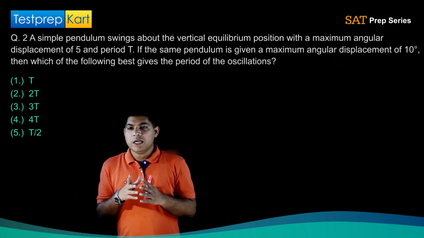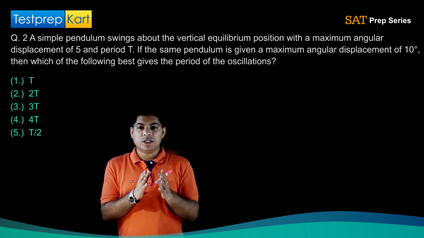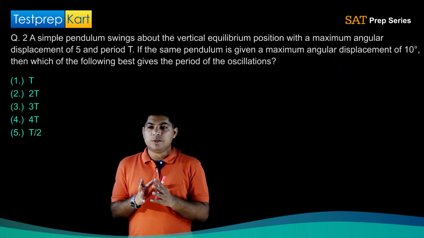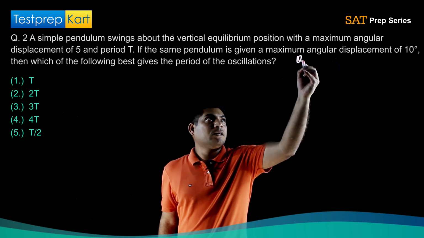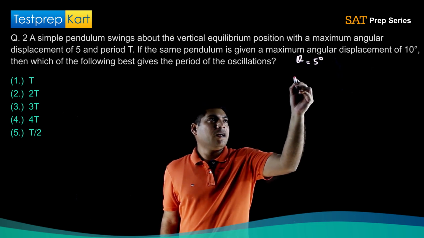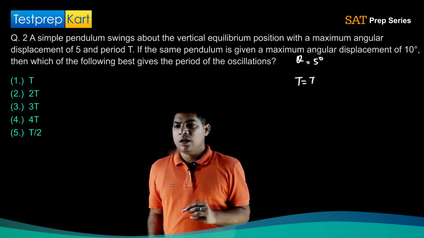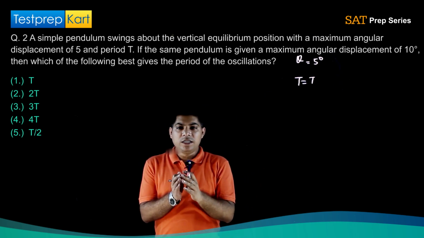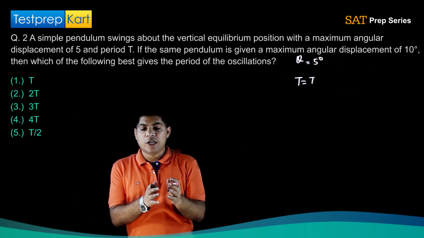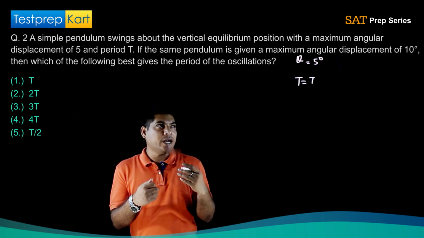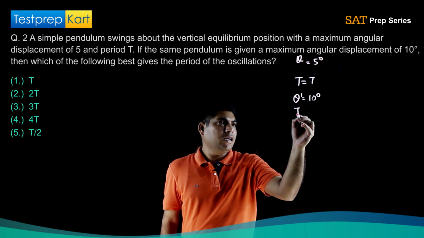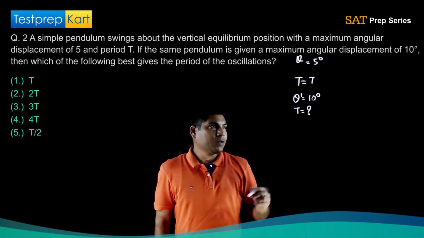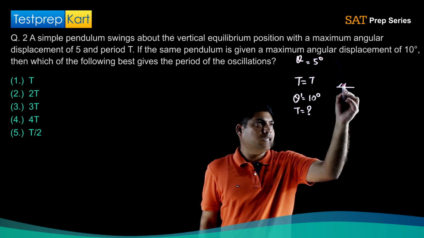Okay, let's look at the next example: a simple pendulum swings about a vertical equilibrium position with a maximum angular displacement of 5 degrees and a period of T. So the initial displacement theta is 5 degrees and the time period is T. If the same pendulum is given a maximum angular displacement of 10 degrees, what will be the new period? So the next condition is when theta dash is equal to 10 degrees, what will be the new period? Let's look at the situation that the question is describing.